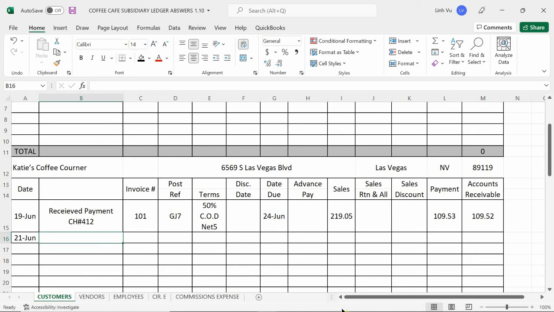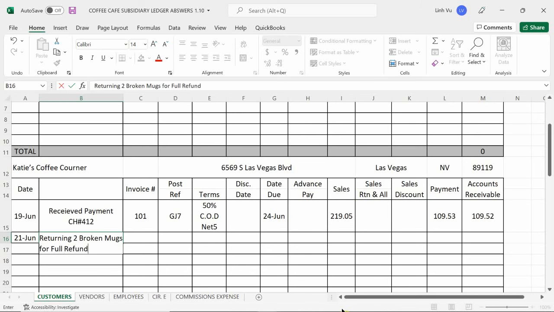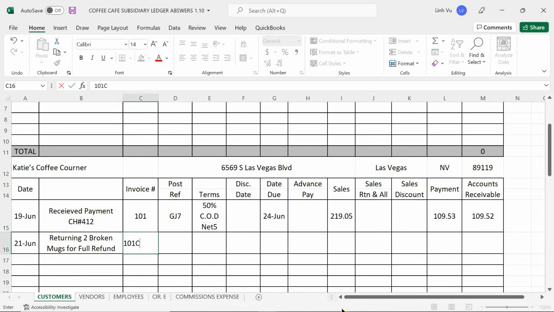In this case, you can make your note saying she is returning 2 broken mugs for full refund. Okay? And of course, you need to add the invoice because she wants it applied to invoice number 101. Instead of giving her her money back, she says, I want you to lower the amount that I owe you. So in this case, apply it to the invoice.